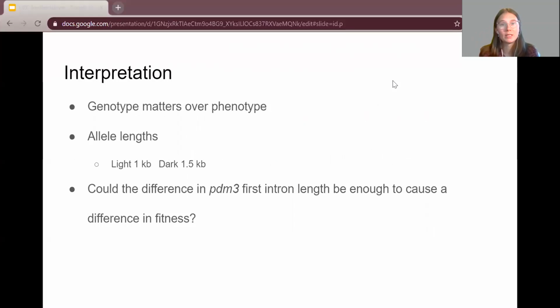Also, what we interpret from this data is that genotype matters over phenotype. Homozygous dark males performed at the same level as homozygous dark females despite having a light phenotype. This leads to the idea that the allele controlling pigmentation at the PDM3 locus may be causing another difference besides abdominal pigmentation. The light allele is 1 kb in length compared to the dark allele, which is 1.5 kb. This difference in allele length may affect nearby regulation sequences for other genes or something else.